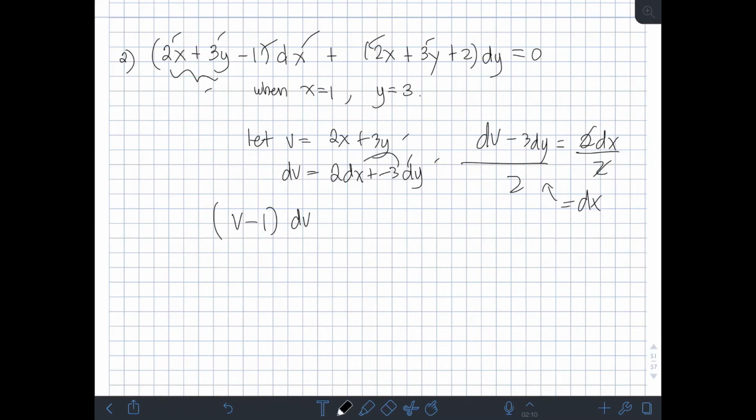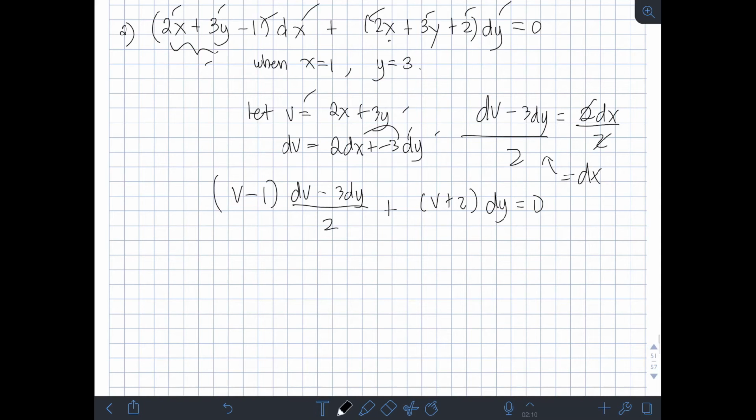So, sige. We have V minus 1 times dV minus 3dy over 2. Then, plus, so 2x plus 3y is V na lang. Then, plus 2. Then, dy as is. So, magiging parang in terms of V at Y tayo ngayon. So, multiply natin both sides by 2 para walang denominator. So, cancel. Magiging V minus 1 dV minus 3dy plus distribute dito magiging 2 times V plus 2 dy equals 0.